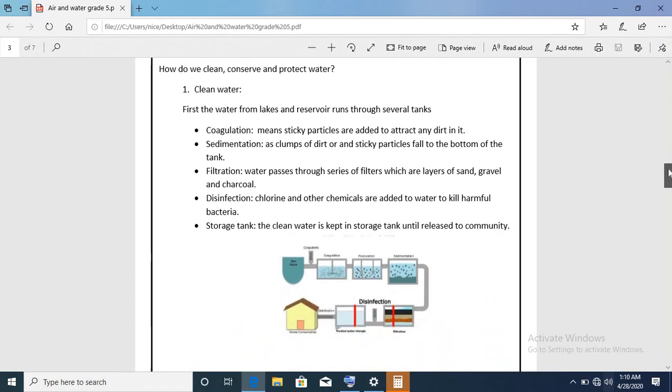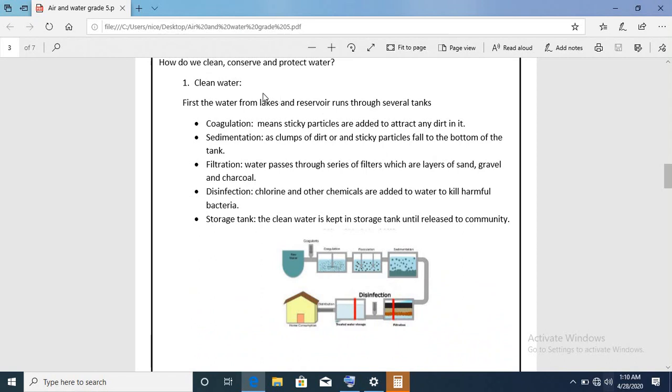First, we are going to take how to clean water today. For cleaning water from the lakes and reservoirs, we go by 5 steps. Number 1, coagulation. Number 2, sedimentation. Number 3, filtration. Number 4, disinfection. Number 5, storage tank. These 5 steps are in order. No one should tell me storage tank first and then filtration and then coagulation. It has to be in order: coagulation, sedimentation, filtration, disinfection, and then storage tank.